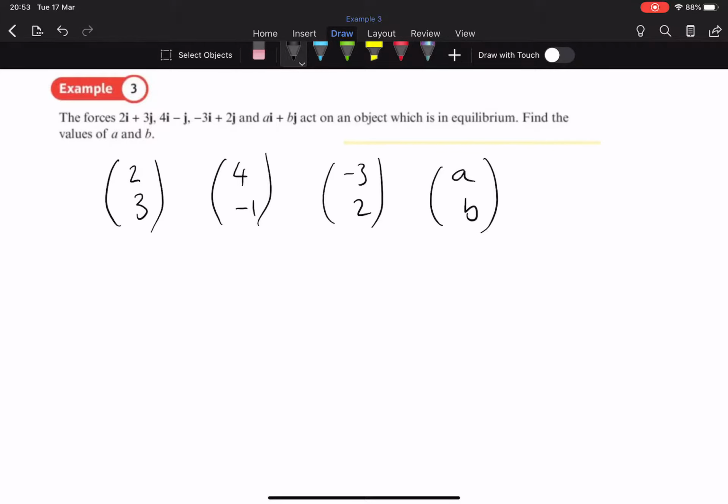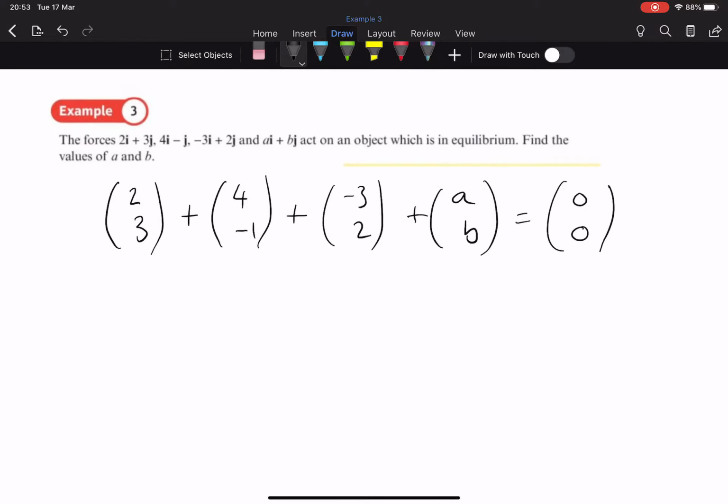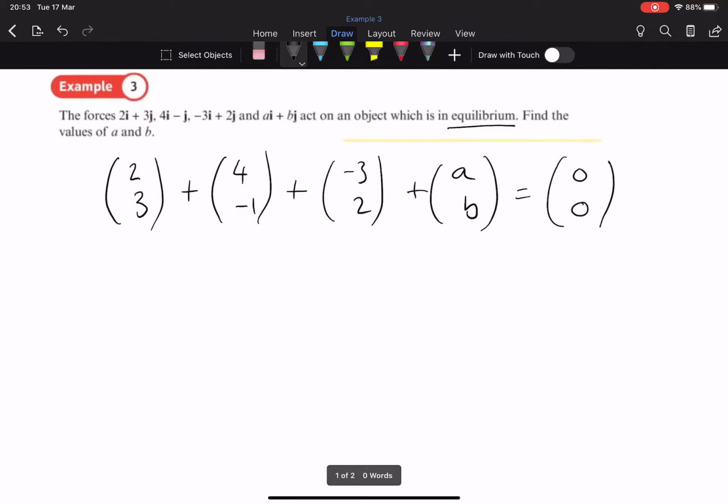Now, because we know that these are in equilibrium, if you just look at the horizontal forces and add them up, then we know that horizontally, our forces add up to 0. And we could do a similar thing vertically. Our vertical forces have to also add up to 0. So you know that when an object's in equilibrium, if you add together all the vector forces, you get the 0 vector, (0, 0).